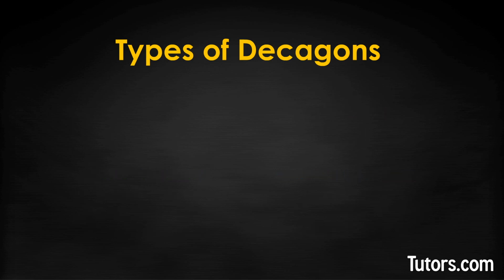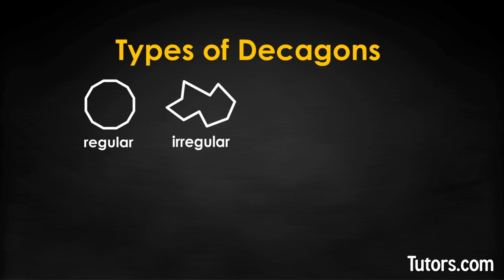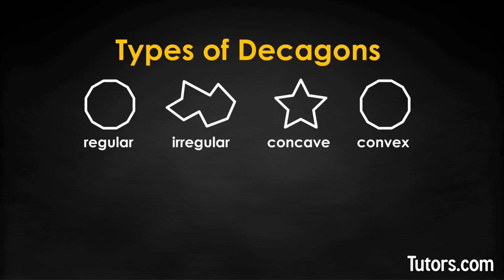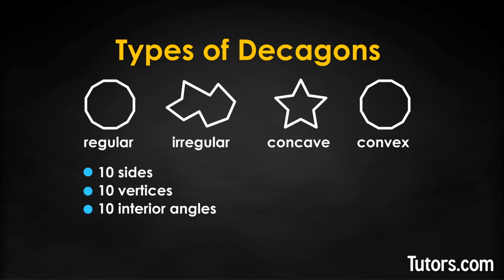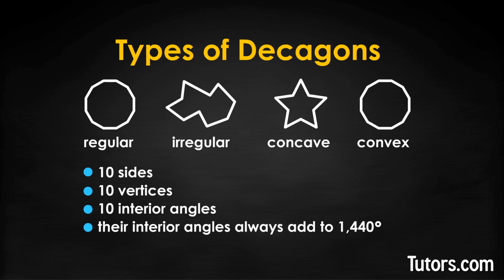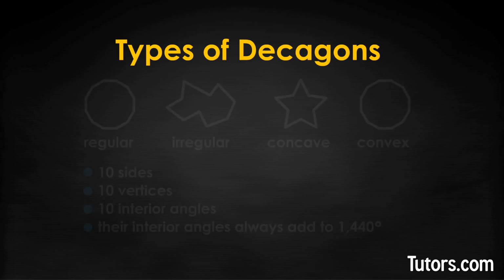So far, all the decagons discussed, regular, irregular, concave, and convex, share the same properties: 10 sides, 10 vertices, 10 interior angles. They also share one more property. Their interior angles always add to 1,440 degrees. That is not the case with complex decagons.